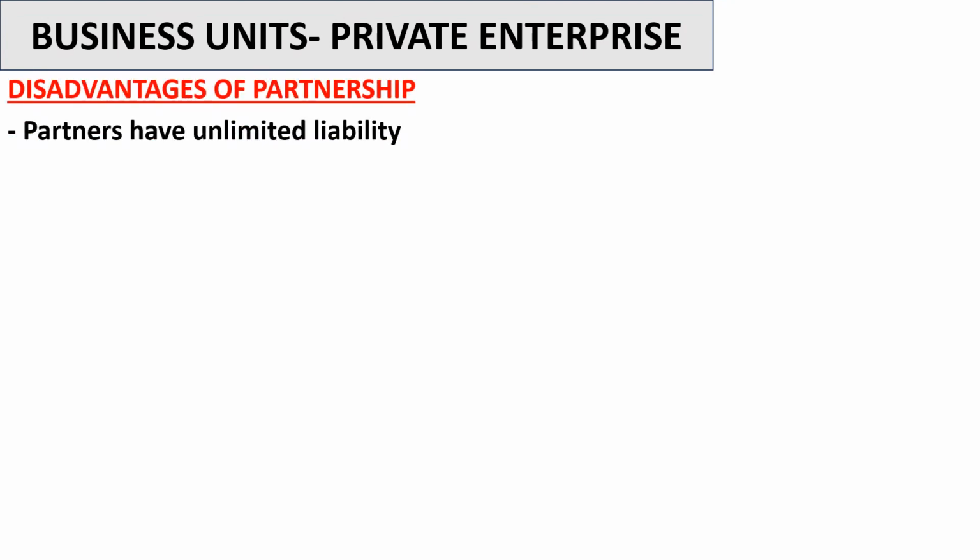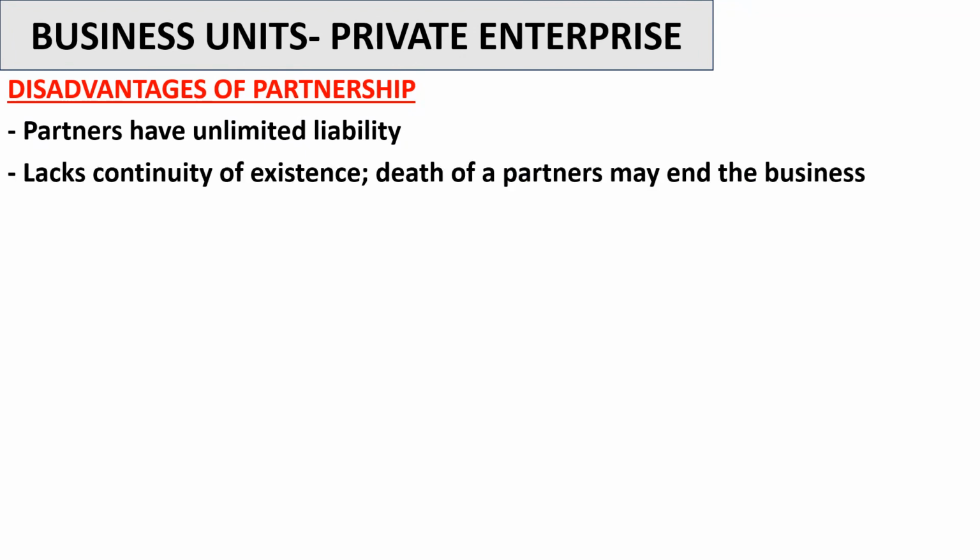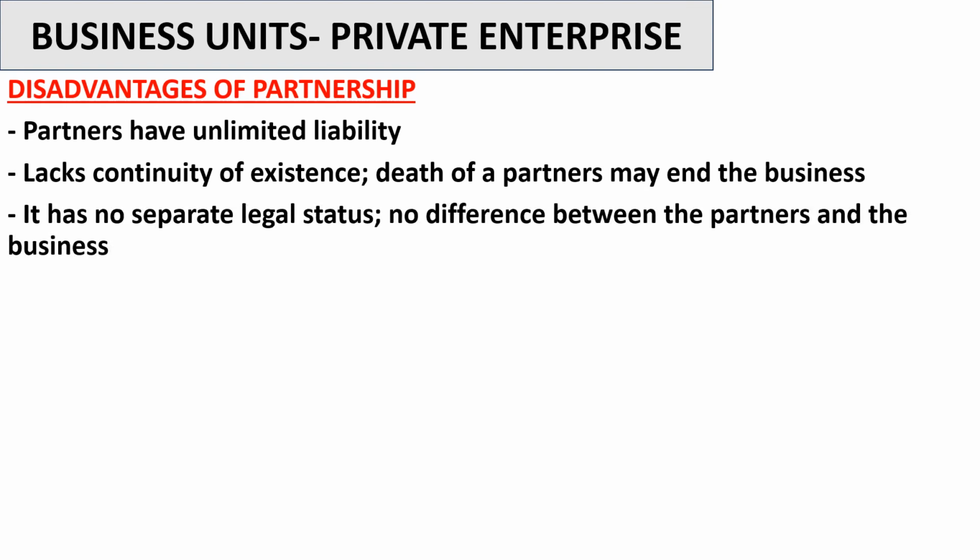So we look at disadvantages of partnership. The first is partners have unlimited liability, just like in sole trade. The second is it lacks continuity of existence. Death of a partner may end the business. If one partner dies or both die, then the business is going to end. Third, it has no separate legal status, no difference between the partners and the business, just like in sole trade, they're treated as one.